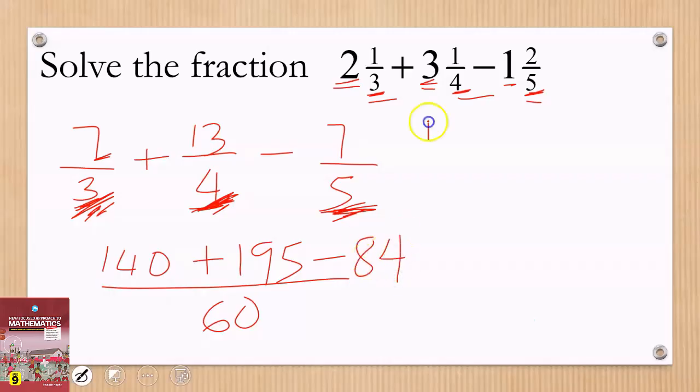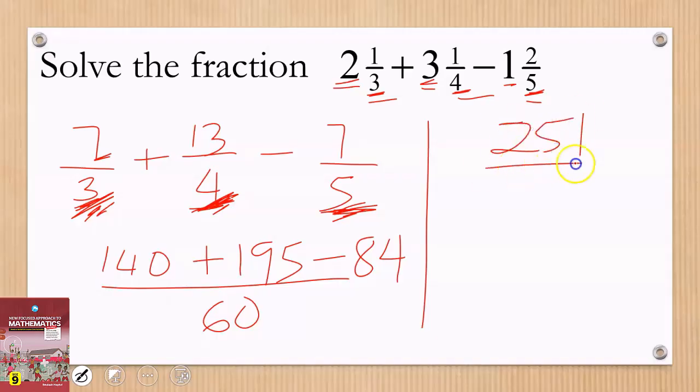Right, so now let's do the simplification of this. We are going to do 140 plus 195, okay? 140 plus 195 will be 335, then minus 84, and that would be 251, right? Yes, 251 divided by 60. So the question is, if we divide 251 by 60, is there a number that can reduce it? I think there's no number.